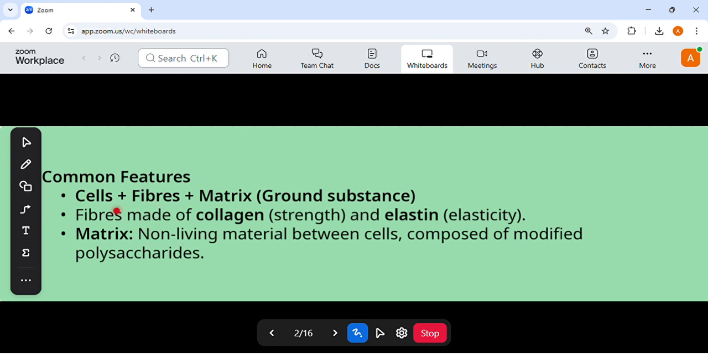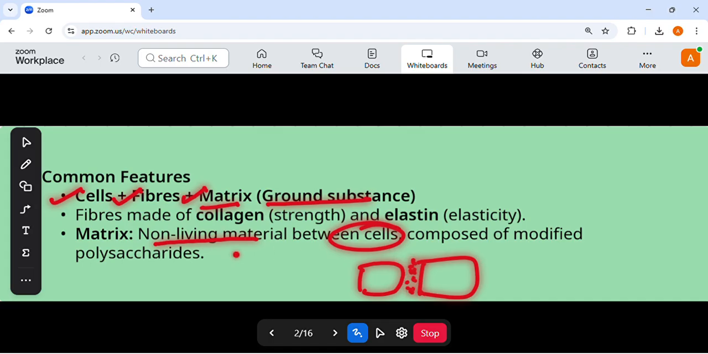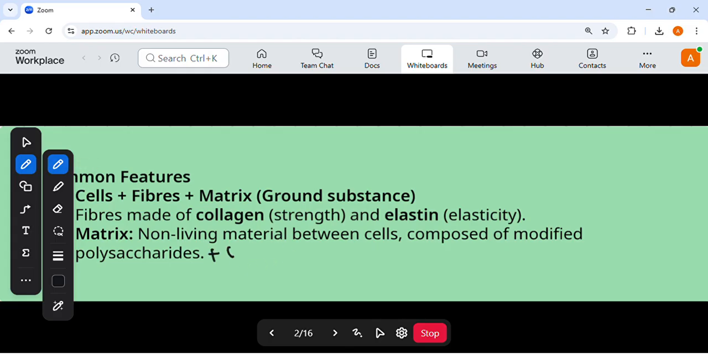Here we can find cells, fibers, and matrix, which is nothing but a ground substance. It's a non-living material which is present between the cells. If suppose two cells are there, between these two cells matrix will be present, which is a non-living material, and it's composed of modified polysaccharide plus glycoprotein. And fibers are made up of collagen, which provides strength, as well as elastic fibers like elastin, which provides the elasticity. So this is the composition of fibers.